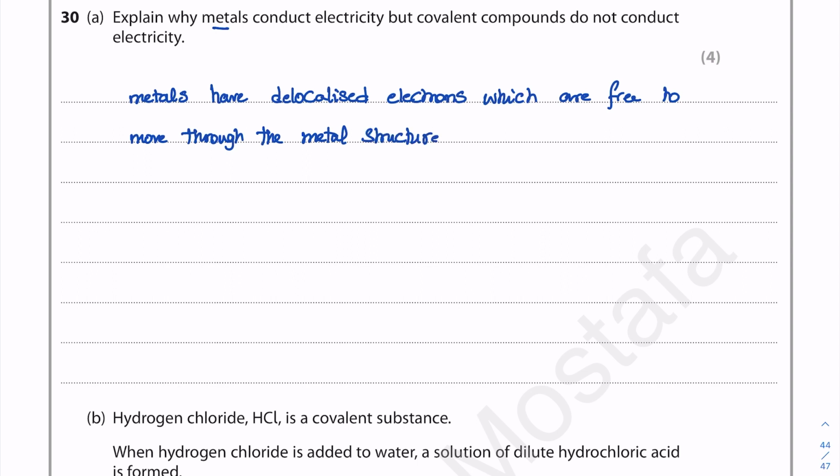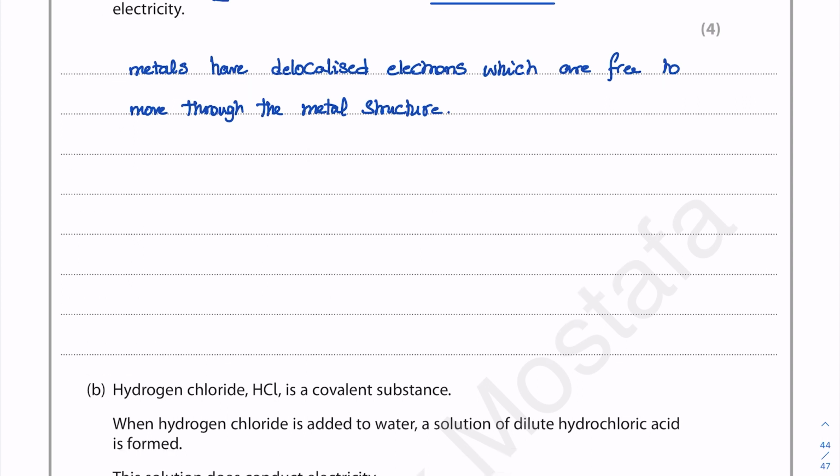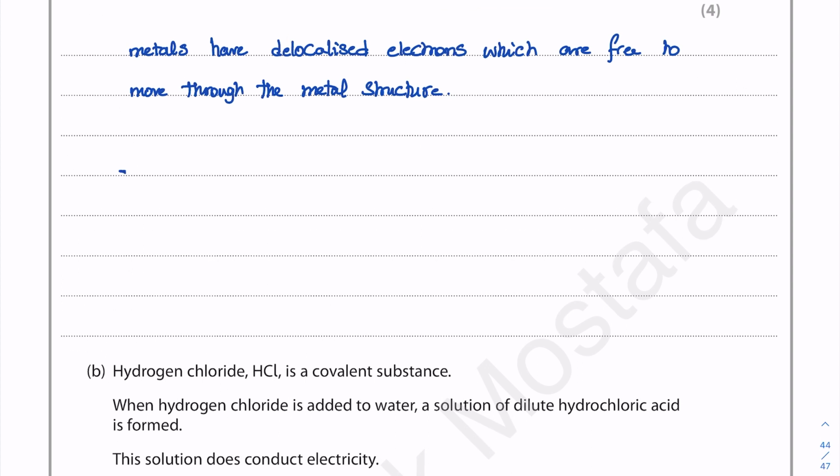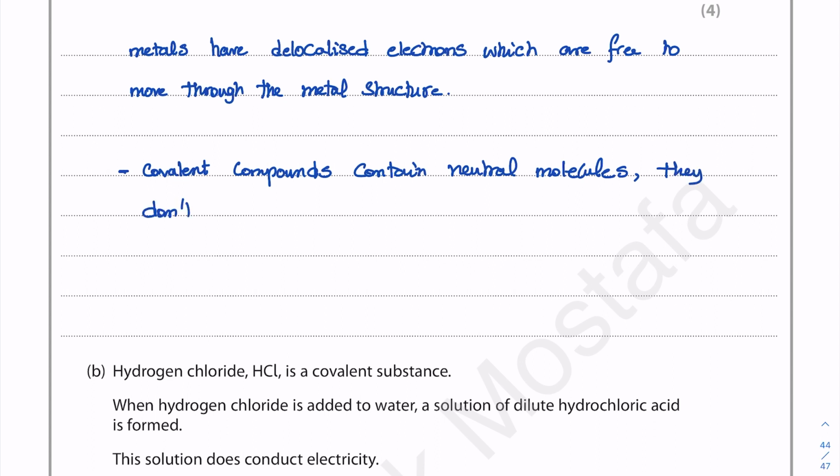As for covalent compounds, they are neutral molecules that don't have any delocalized electrons. So covalent compounds contain neutral molecules, meaning they don't have any charge. They are neutral molecules and they don't have delocalized electrons.